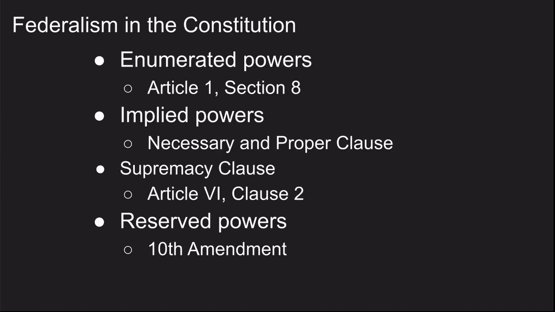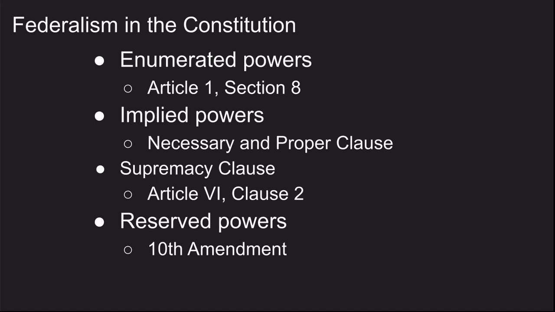In the Constitution, there are 4 areas that we want to focus on as to where we see federalism in the Constitution. Number 1, the enumerated powers. These are the powers clearly identified to the federal government, specifically given to Congress. And those are found in Article 1, Section 8. You need to know Article 1, Section 8. You don't need to memorize every power. However, you want to have a good idea of what all those powers found in Article 1, Section 8 are.